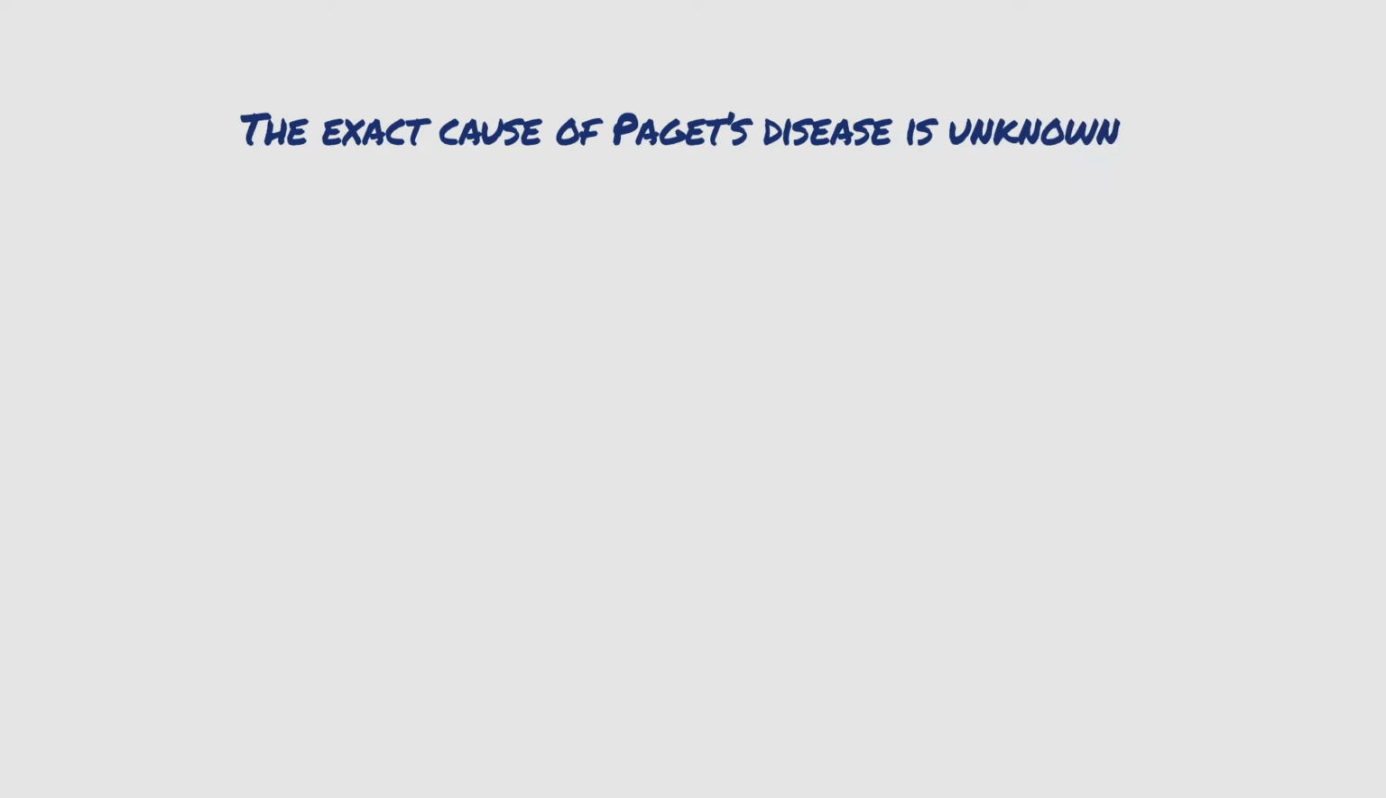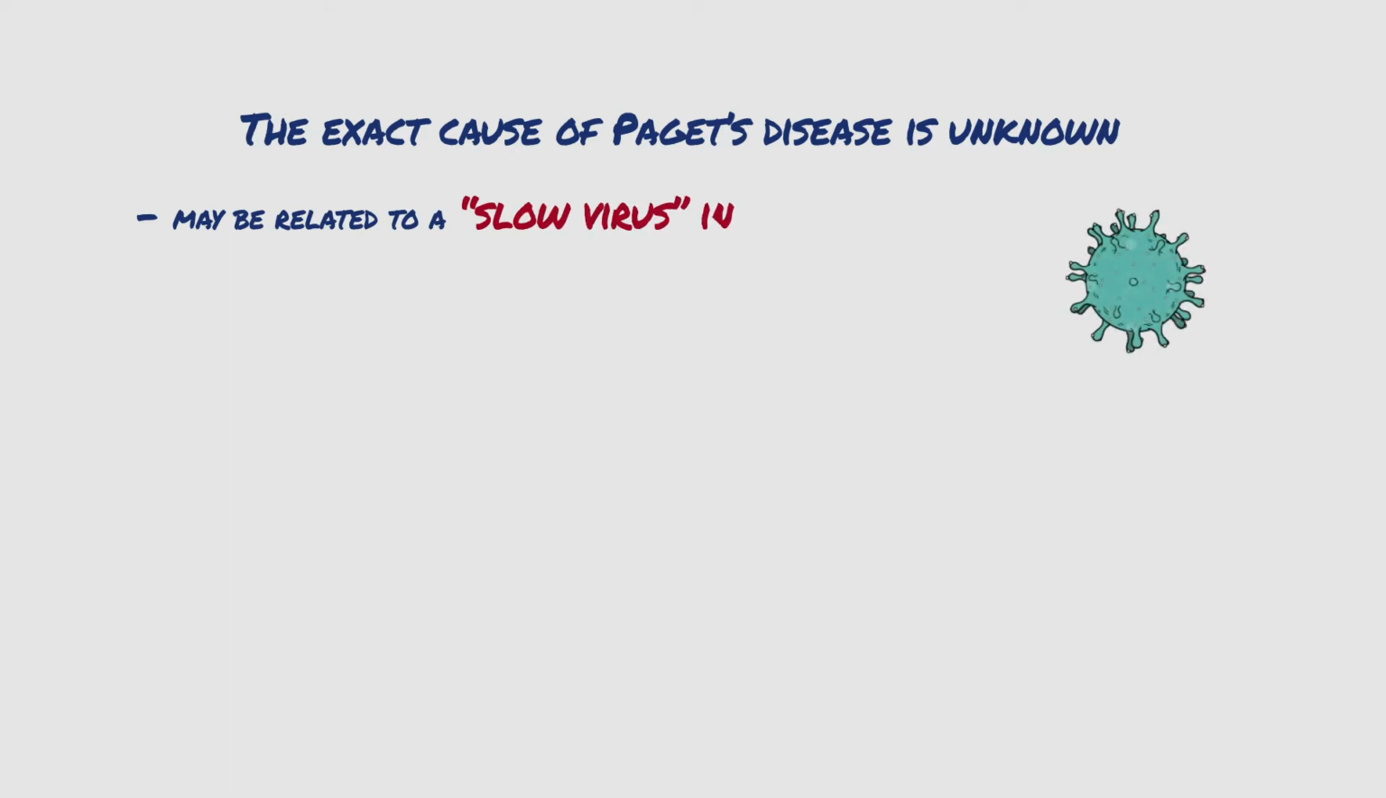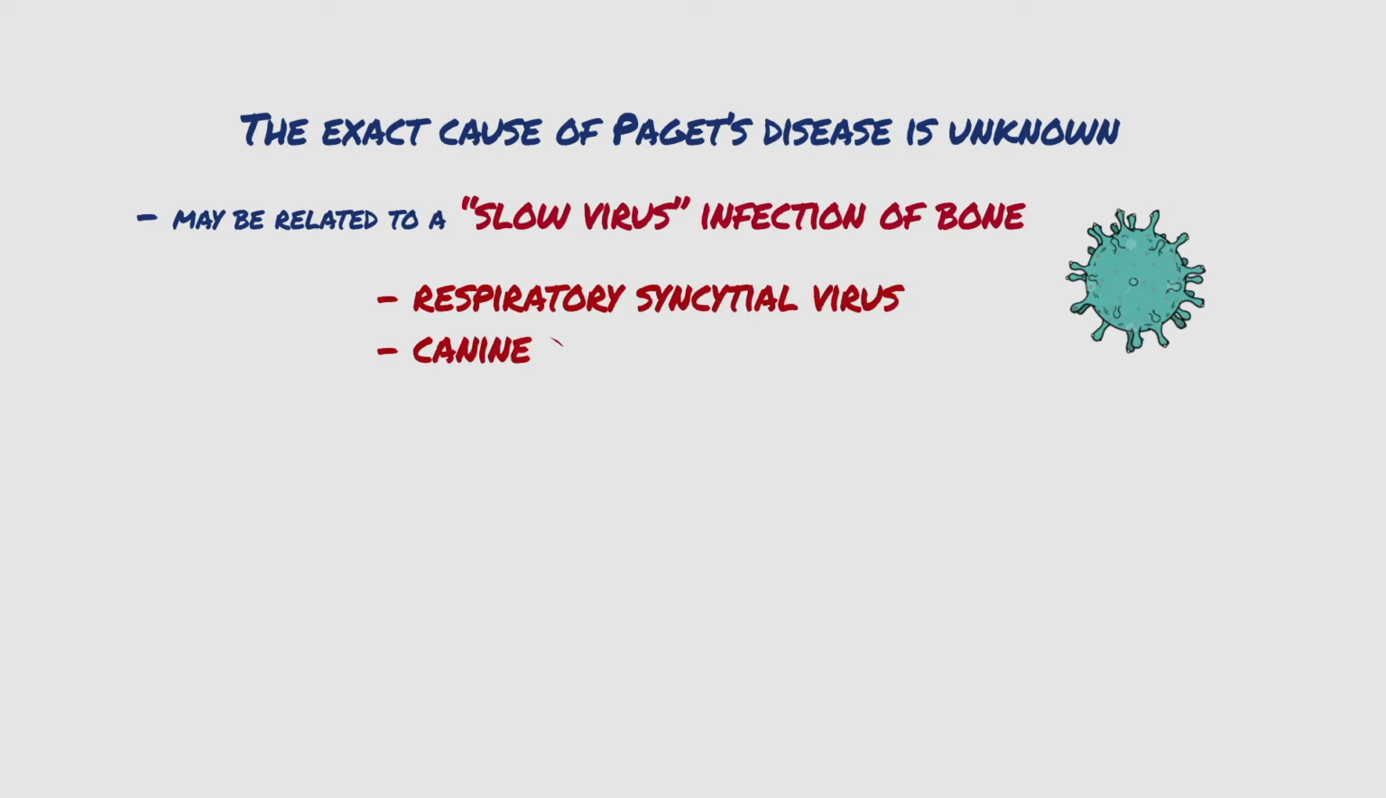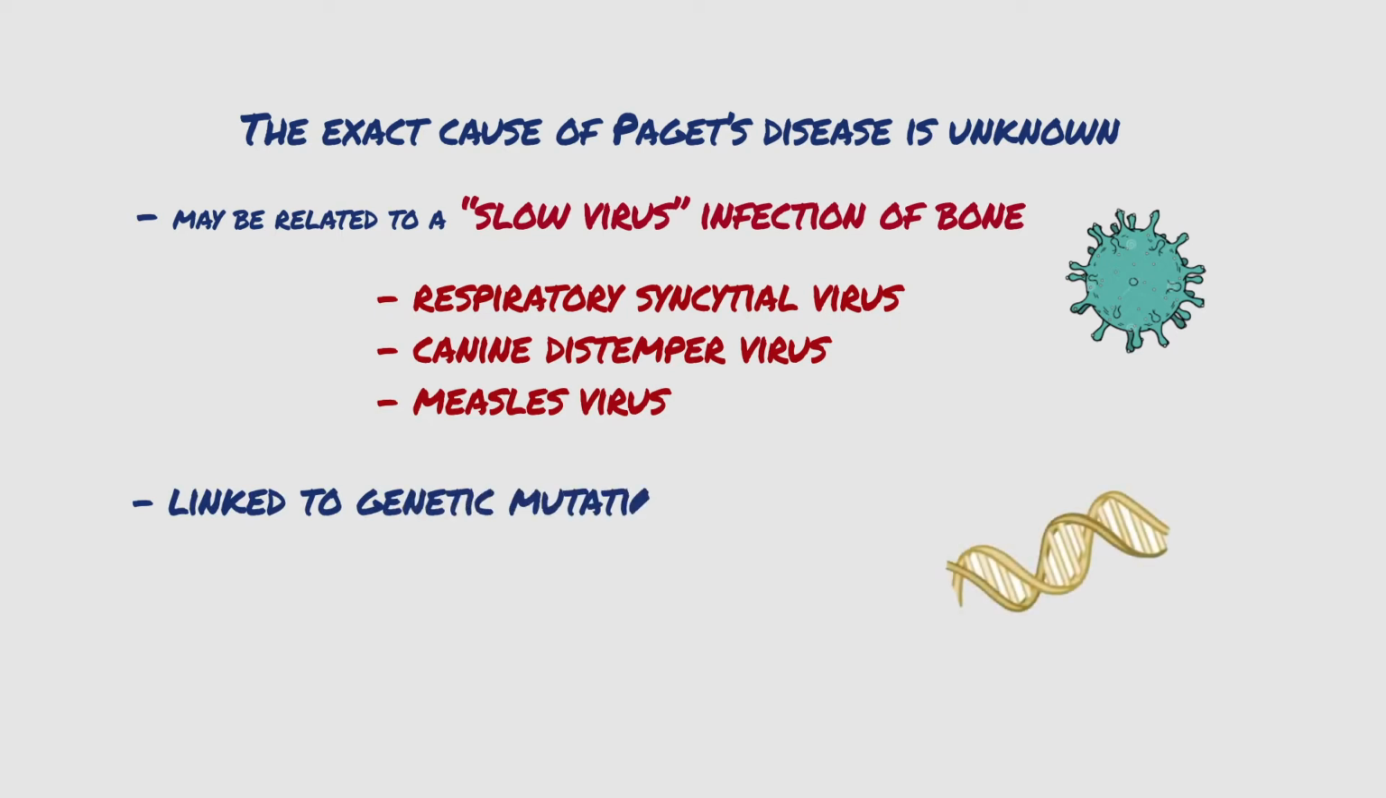However, research findings suggest that Paget's disease may be related to a slow virus infection of bone, a condition that is present for many years before symptoms appear. Associated viral infections include respiratory syncytial virus, canine distemper virus, and the measles virus. Paget's disease is also linked to genetic mutations, such as the SQSTM1 gene mutation. Normally, the SQSTM1 gene encodes a protein involved in regulating osteoclasts.